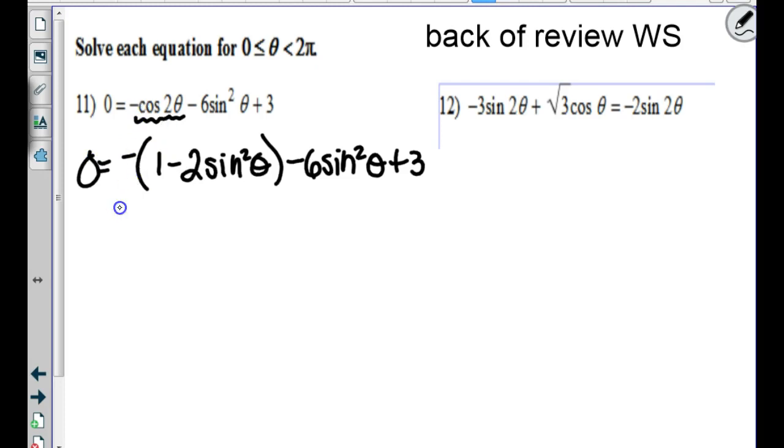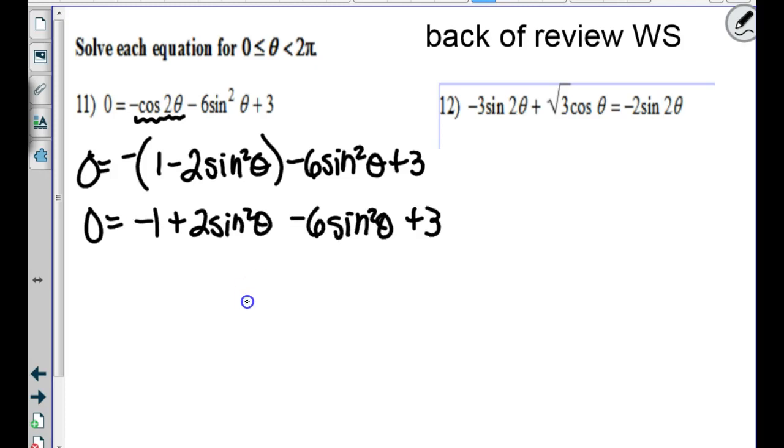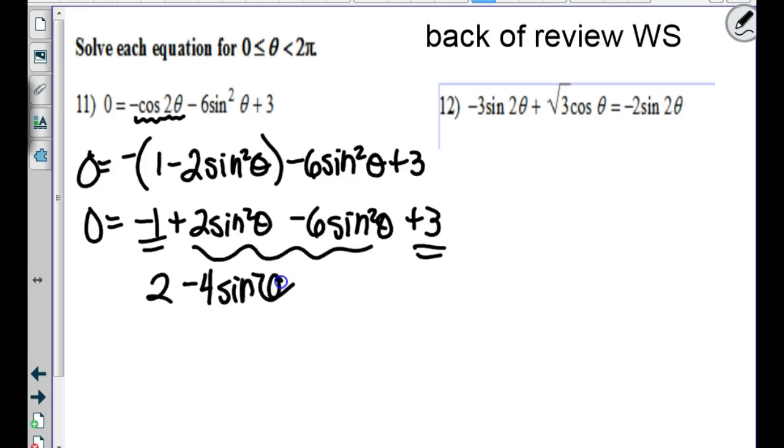All right, I'm going to distribute that negative, which made this one kind of tricky. Negative 1 plus 2 sine squared minus 6 sine squared plus 3. What do we get? We add those, we get a 2. We add those, we get a minus 4 sine squared. Now what? Subtract the 2 and divide by the negative 4 so that we've isolated sine squared. What is that? That's 1/2.